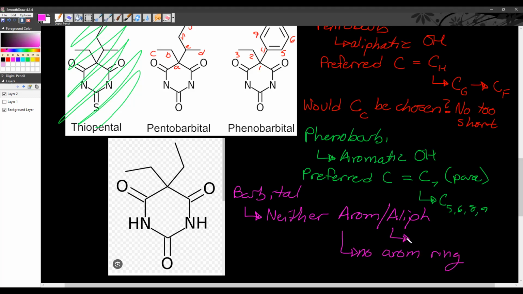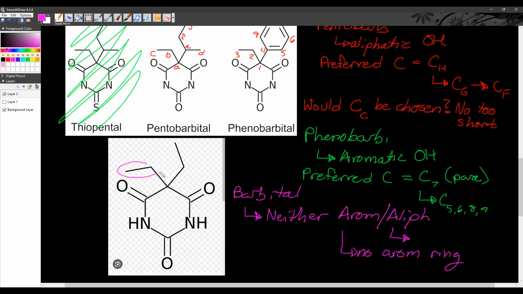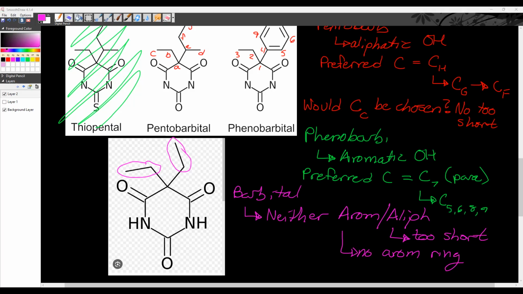And why can it not go through aliphatic hydroxylation? So the ethyl groups. Exactly. Ethyl is too short for aliphatic hydroxylation. It is invisible to aliphatic hydroxylation. Exactly. Methyl and ethyl. Exactly.